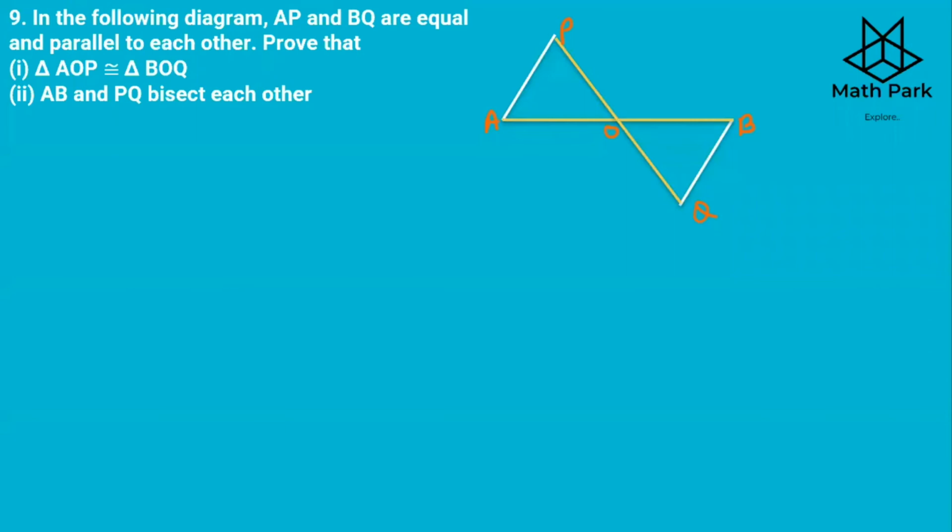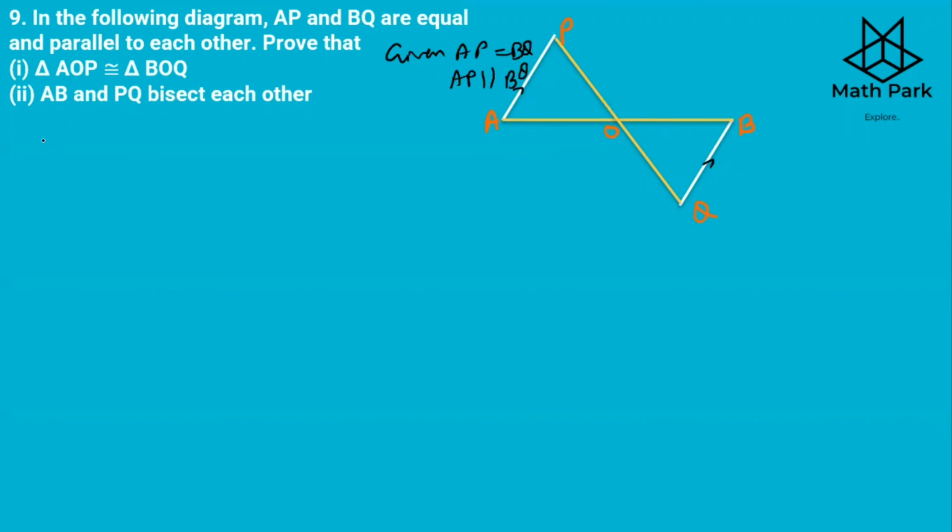Got it? In the following diagram, AP and BQ. So what is given to you? You are given AP is equal to BQ and they are parallel. So AP is also parallel to BQ. These are parallel and these are equal also. You have to prove that triangle AOP is congruent to triangle BOQ. And AP and BQ bisect each other. If AP and BQ bisect each other, do you understand? That means AP and BQ are making equal parts of each other. So what we have to prove? AO is equal to BO and PO is equal to OQ. Then we can say that AP and BQ bisect each other.